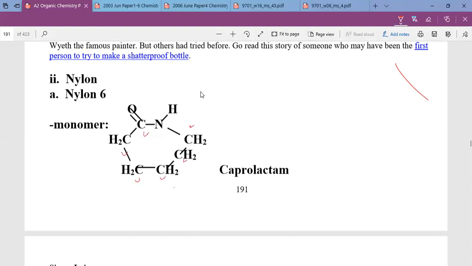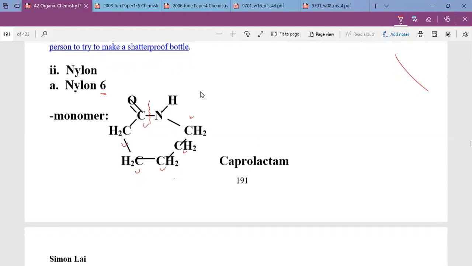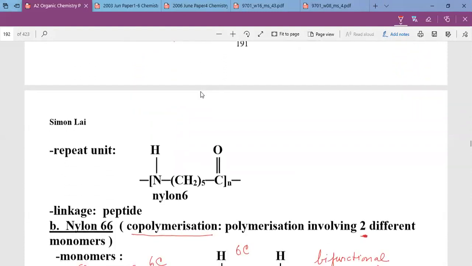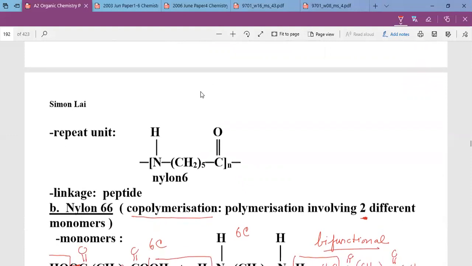1, 2, 3, 4, 5, 6 carbon, right? This one is called nylon 6. And here is a ring of 7, so it's a bit unstable. So it will break here and it will start to polymerize with itself. Okay, it's a homopolymer, caprolactam. Very simply, you can see here. So try to work it out yourself.